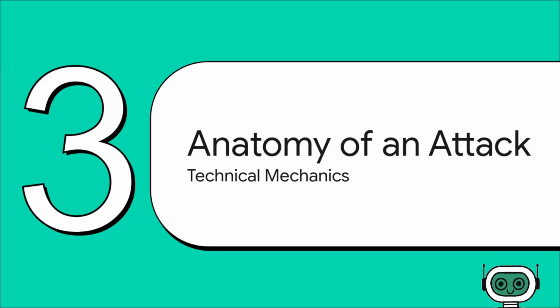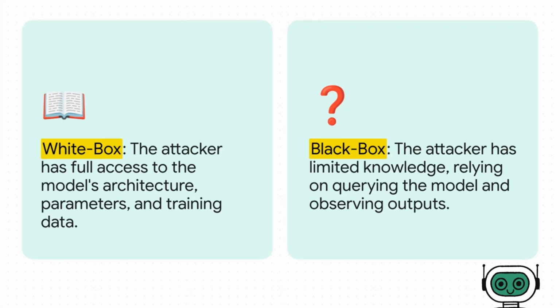Okay, now that we have the intuition, let's zoom in a bit on the mechanics. How do these attacks actually work in practice? Well, we usually put them into two main buckets based on what the attacker knows. A white box attack is when the attacker has the blueprints to the castle. They know everything about the model's architecture. But in a black box attack, they're working from the outside, just sending things in and watching what comes out to figure out a weakness.